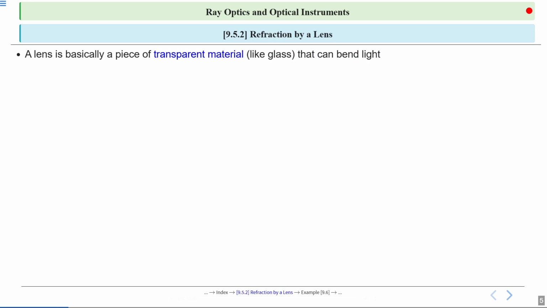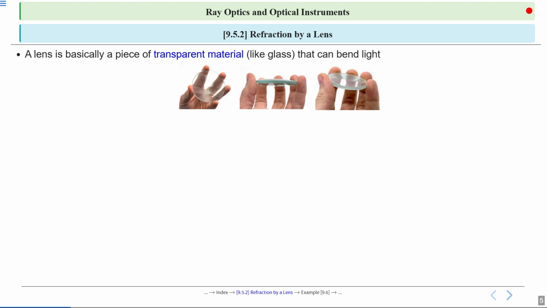Refraction by a lens. So what is lens? It is basically a transparent material. It is basically a medium enclosed within two refracting surfaces, one of which must be spherical. So lens is basically a piece of transparent material like glass or any other transparent material that can bend light. You can see in the diagram, lens looks like that. It is a piece of transparent material.